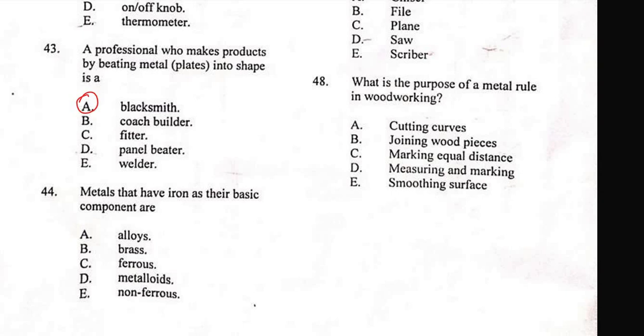Question 44. Metals that have iron as their basic component are A, alloys, B, brass, C, ferrous, D, metalloids, E, non-ferrous. The correct option here is ferrous. Ferrous metals are known for their strength and durability and are commonly used in construction. So that is the correct answer.